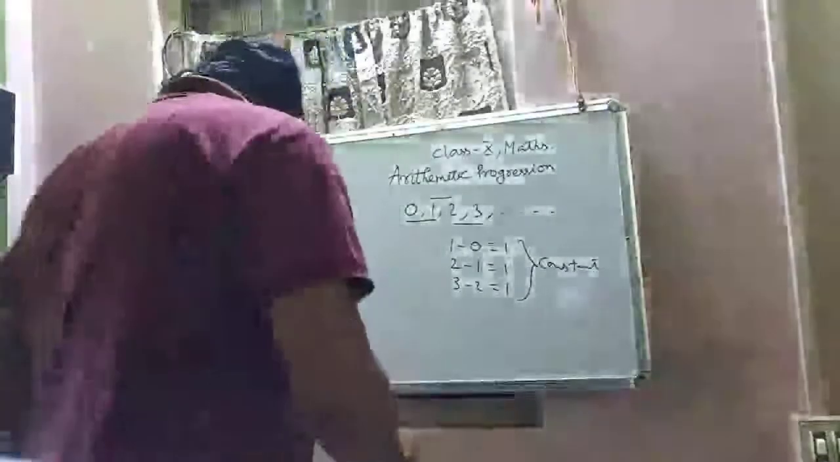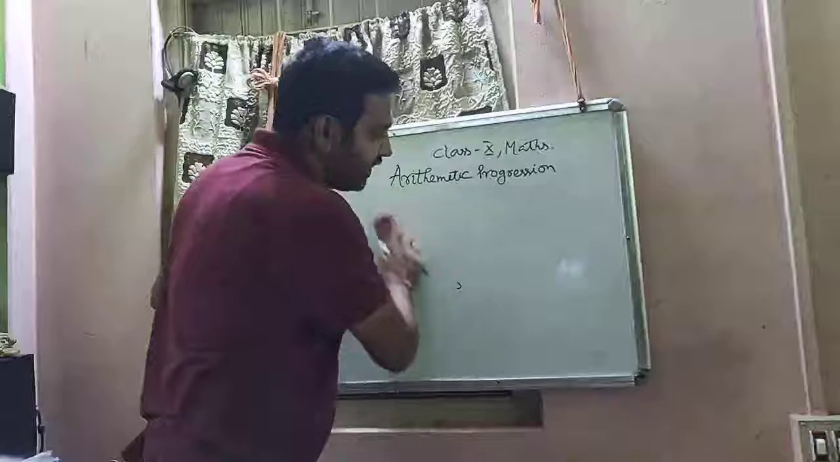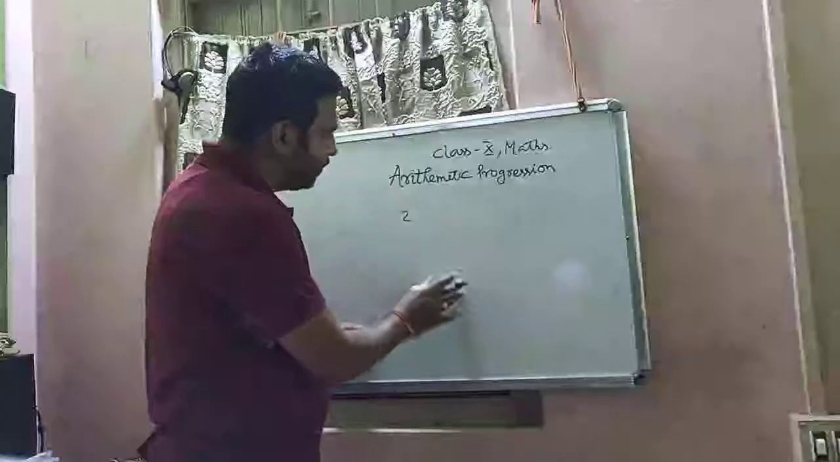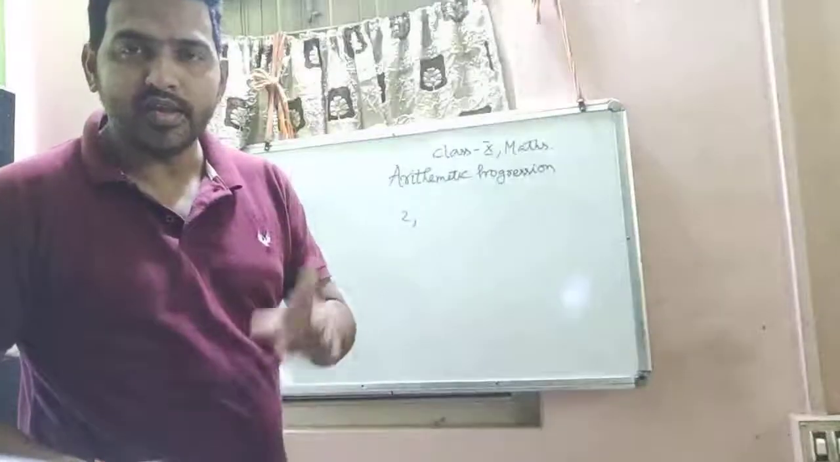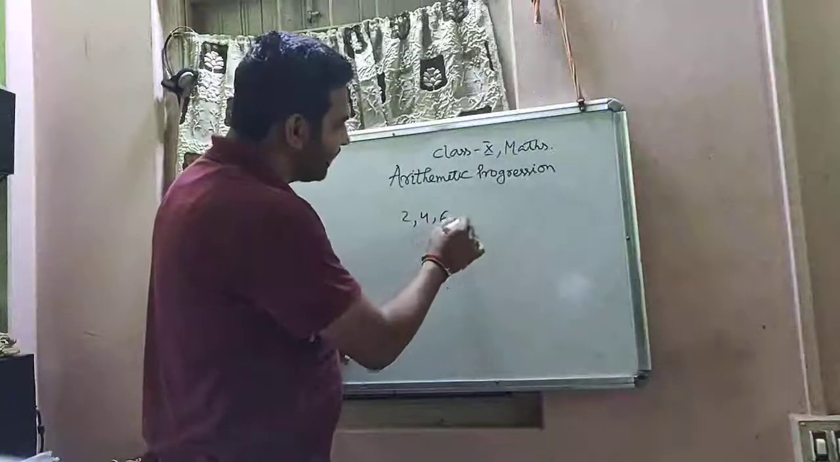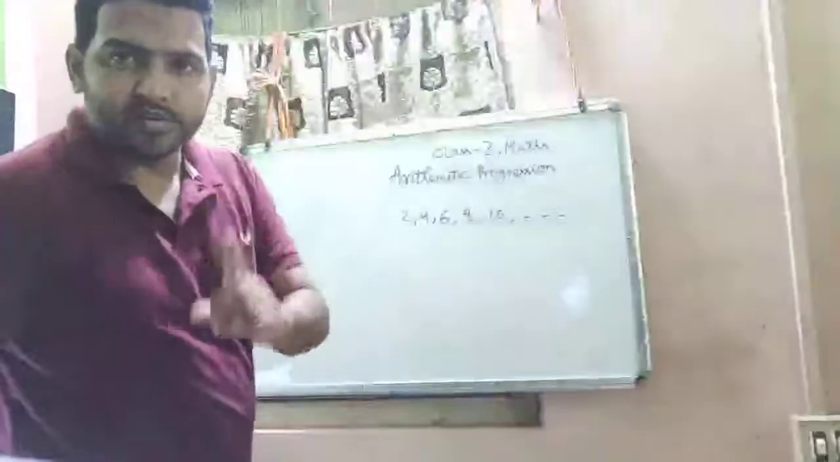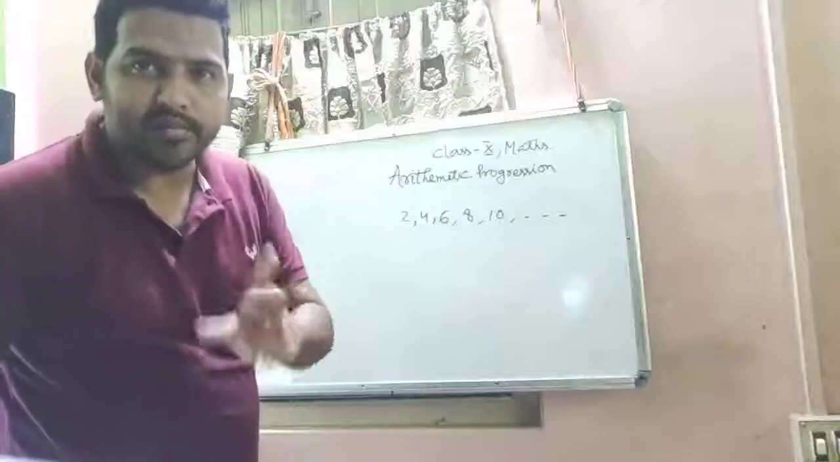Similarly, consider the series of even numbers. Even numbers starting from 2. Even numbers are those numbers which are divisible by 2 completely. So 2, 4, 6, 8, 10, dot dot dot. Here also, the difference between any two consecutive numbers is what?